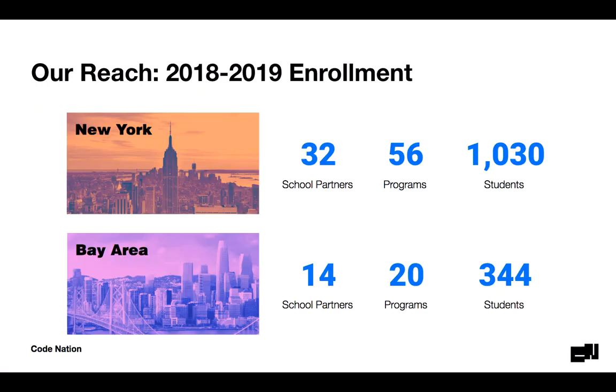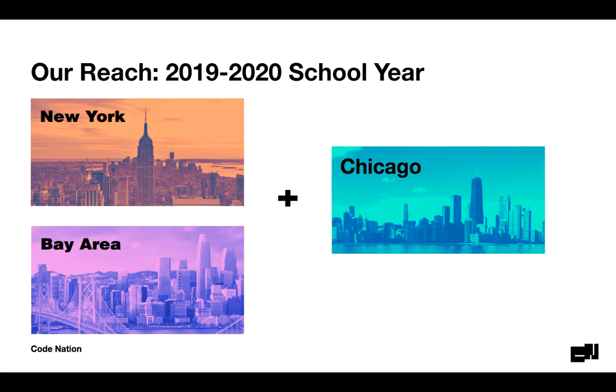So this was our reach for last school year. In New York, we had 32 partner schools, so we were at 32 different schools throughout the city, which led us to have 56 programs overall, and we served 1,030 students. And in the Bay Area, we had 14 partner schools, 20 programs overall, and we served 344 students. So we reach a large number of students in order to get them this coding education and to expand access to careers in technology. And this year, we're going to continue to expand because we're also adding schools and programs in Chicago, which we're really excited about.